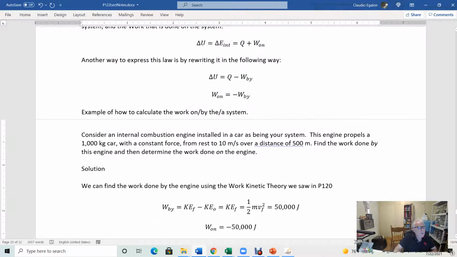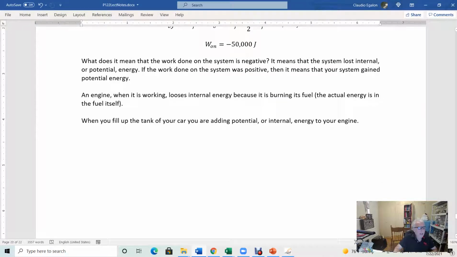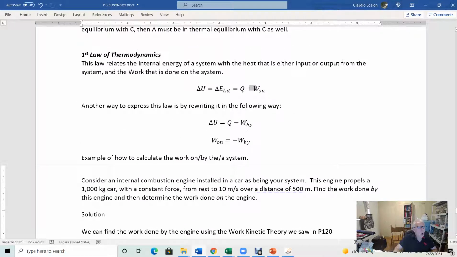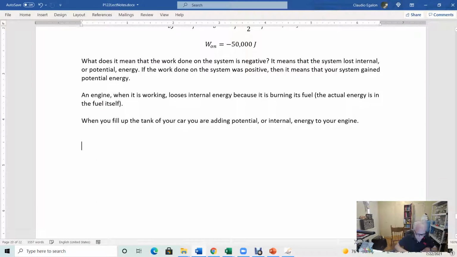So if we go back here to this law of thermodynamics, every time that the work on the system is negative, what's happening to the internal energy? Assuming that the heat is zero, we're losing potential energy. That's what this equation is telling us. Every time that the work on a system is negative, the system is losing potential energy.